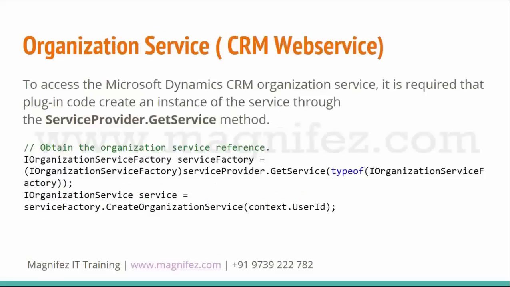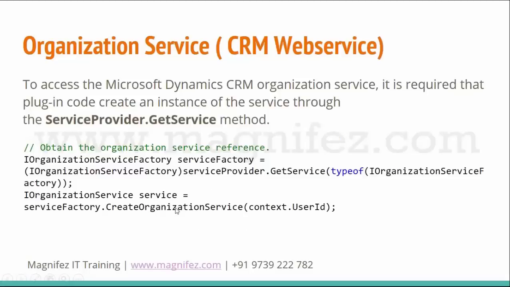Then we have the organization service. To access the Microsoft CRM organization service, it is required to create an instance of the service. This is the line we use to get the organization service: you create an instance of the organization service factory from the service provider's GetService. Once you get an instance of the organization service factory, we can create a link to your organization service.